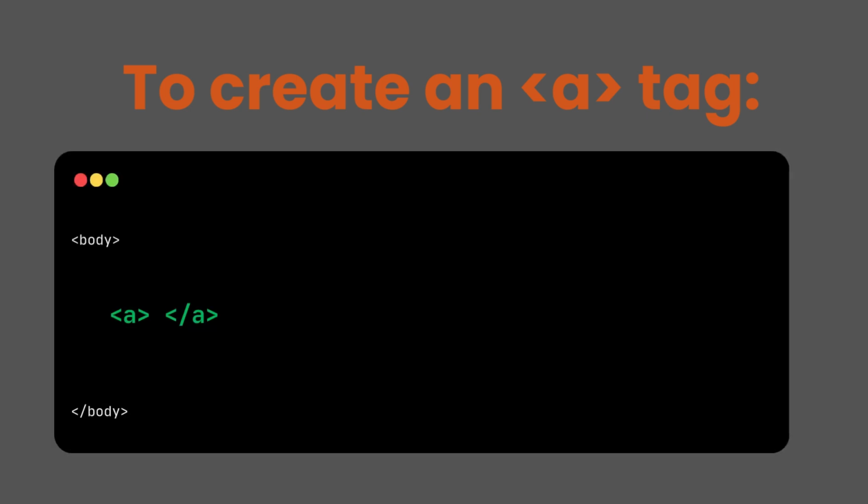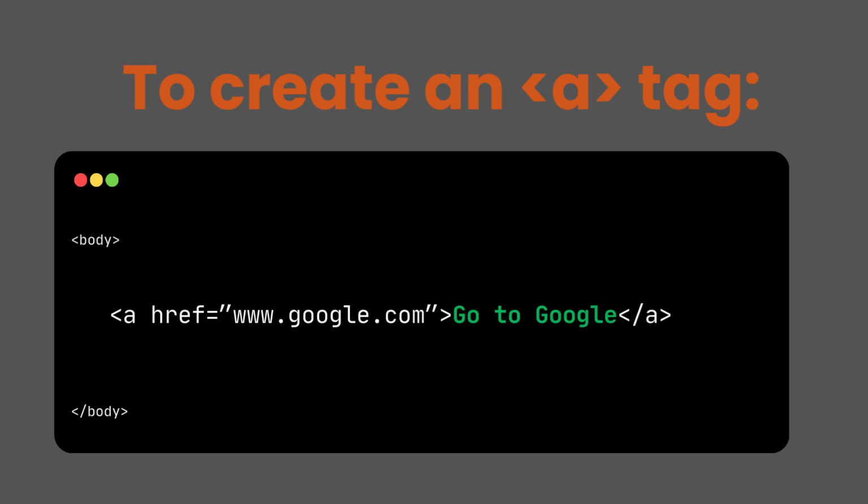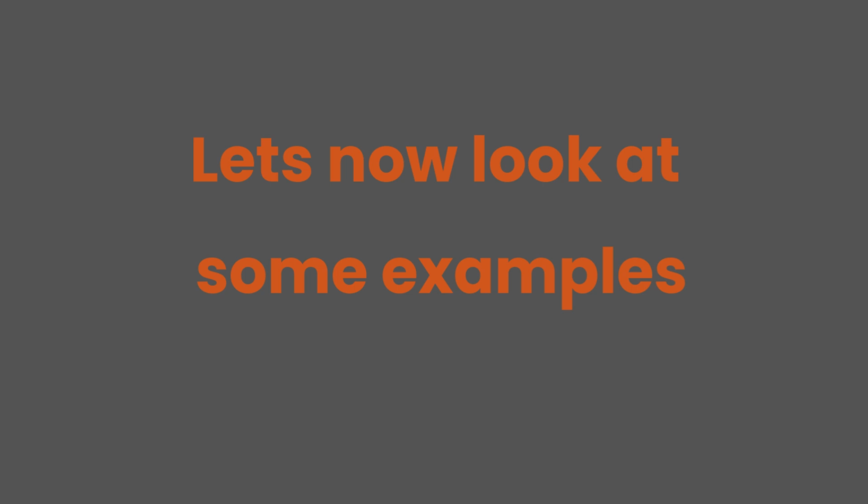To create a link, we use the A tag, which stands for anchor. We use an attribute called href to specify where the link should go. The text between the opening A tag and the closing A tag is the clickable text people see. Let's look at some examples.